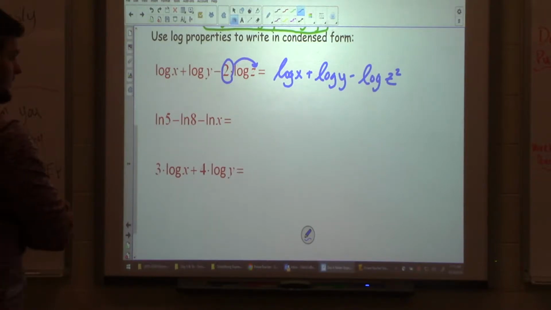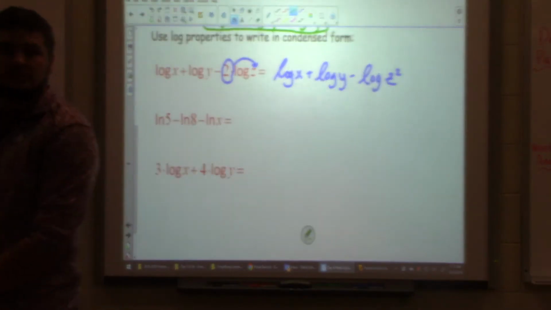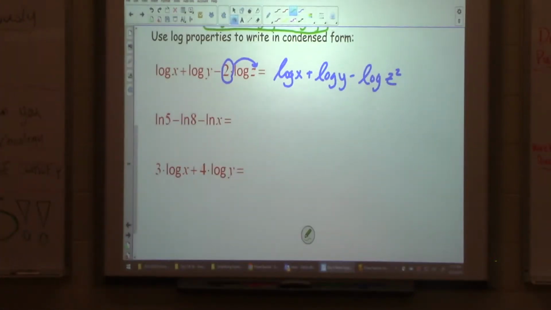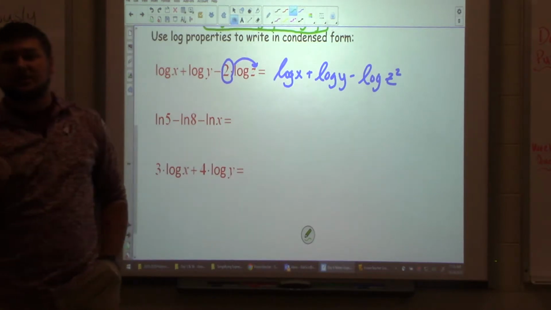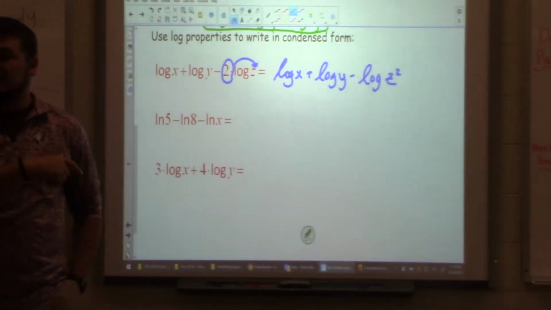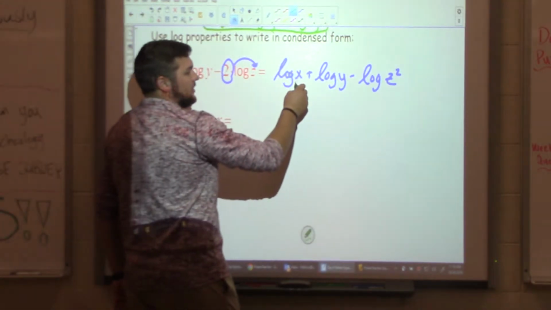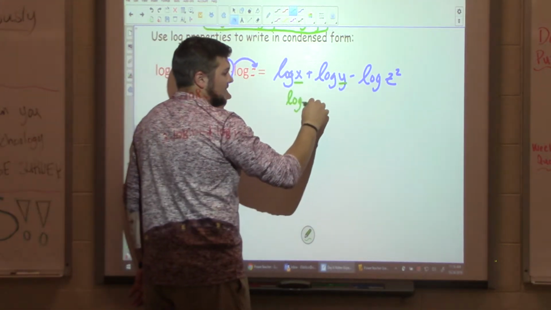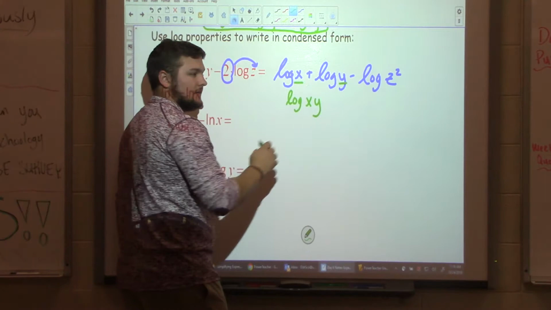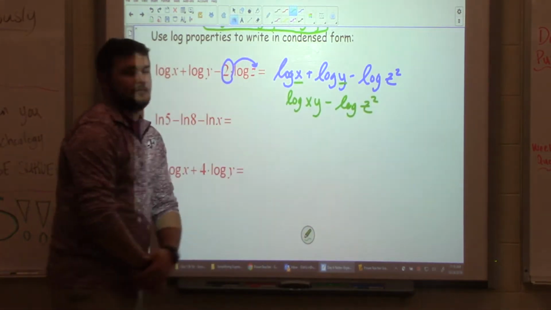Okay, my next step, I'm looking for, do I have any addition or subtraction? Yeah, right? I'm going to deal with the addition first in this problem. My addition, if I go backwards from those rules, is going to turn into a multiplication, right? Multiplication turns into addition, so addition turns into multiplication. So I'm going to multiply what I'm taking the log of in these 2 pieces. Becomes log of x times y minus log of z squared.